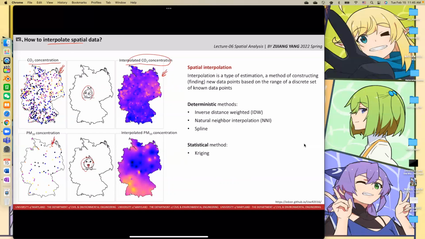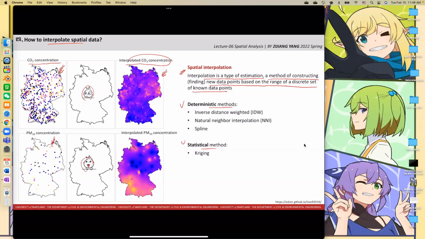And this process is called mapping. And so the method we are going to use is spatial interpolation. So spatial interpolation is a type of estimation and a method of constructing or finding new data points based on the range of a discrete set of known data points. So basically, the known data points are usually limited. And we have two types of methods, deterministic methods and statistical methods.